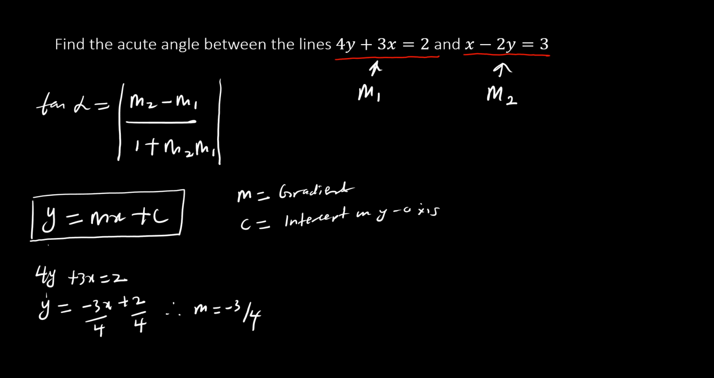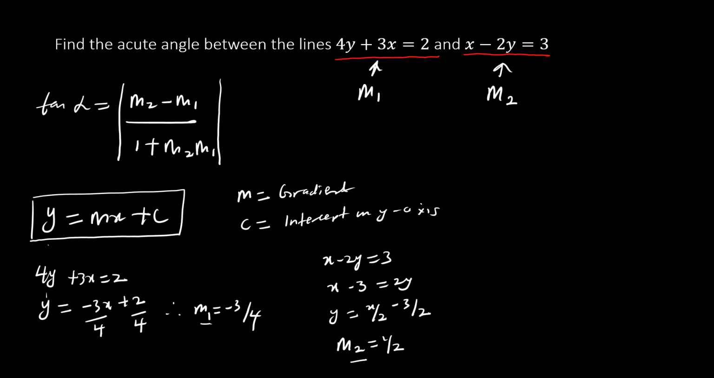For the second equation, we have x minus 2y equal to 3. And to write this in form of the general equation, we have x minus 3 equal to 2y. Dividing through by 2, we have y equal to x over 2 minus 3 over 2. Here we have m1, and we have m2 equal to 1 over 2. We now have our m1 and m2.